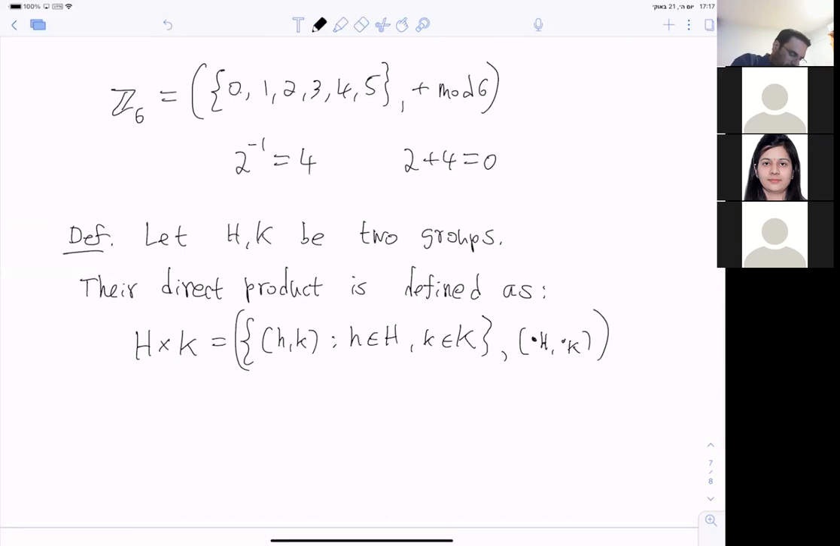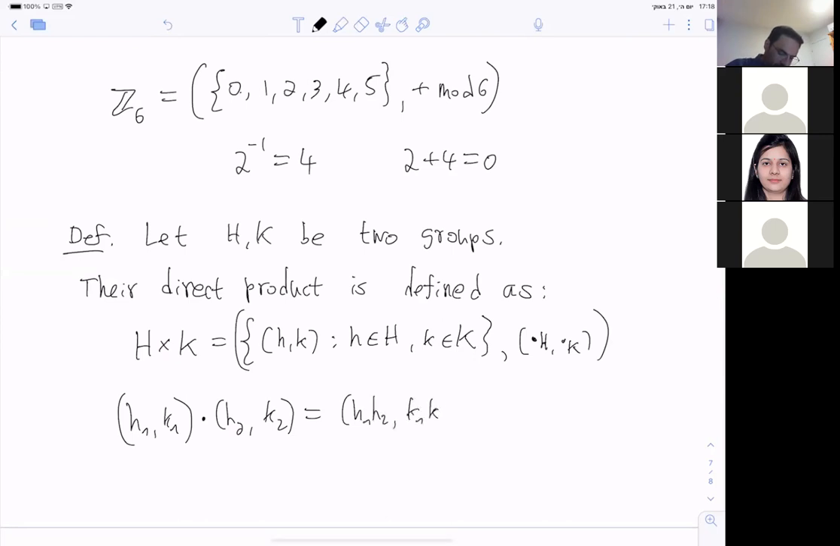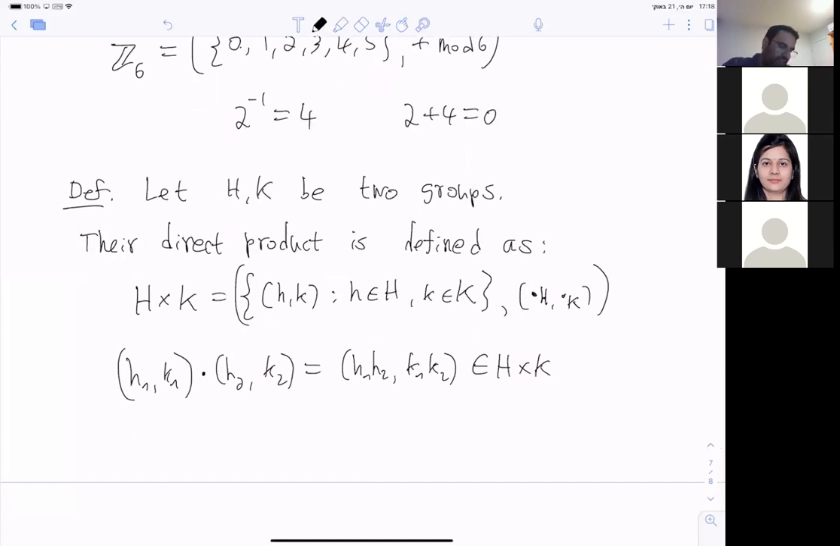Because what will be, for example, (h1, k1) with this new operation with (h2, k2)? Any element goes with the same component. I mean, this will be (h1 h2, k1 k2). So this is a group. What is the neutral element here? The neutral element is the one of H, and the one of K. Let us see an example.